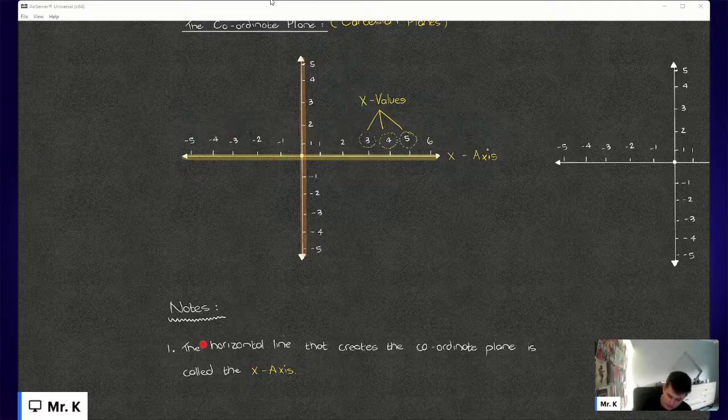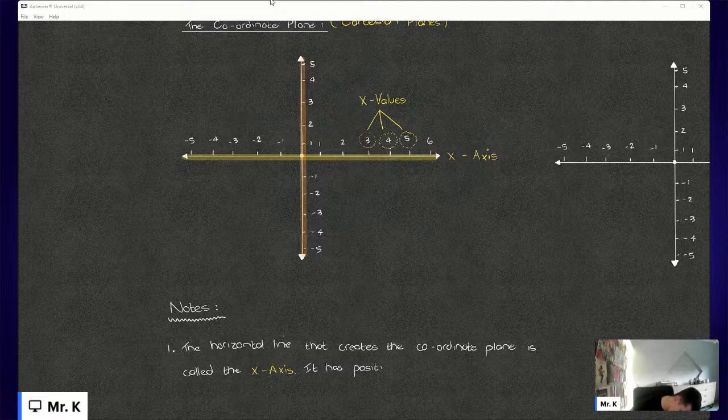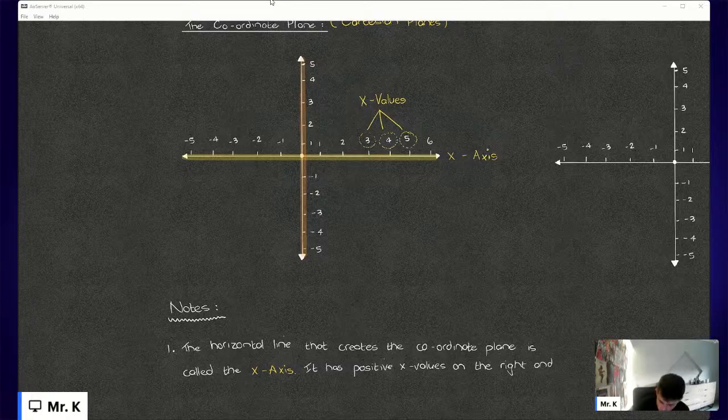So this horizontal line that creates the coordinate plane is called the x-axis. You can add onto this and say it has positive values on the right. It has positive x values on the right, and negative x values on the left.